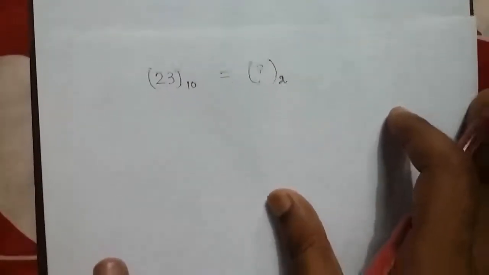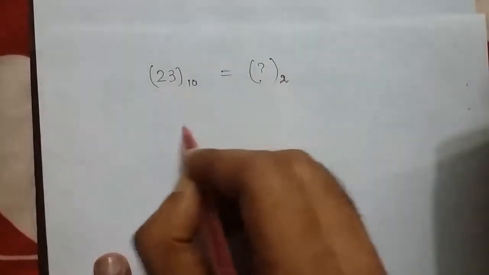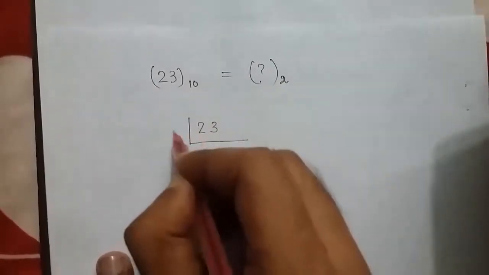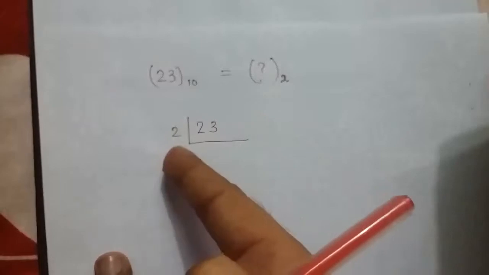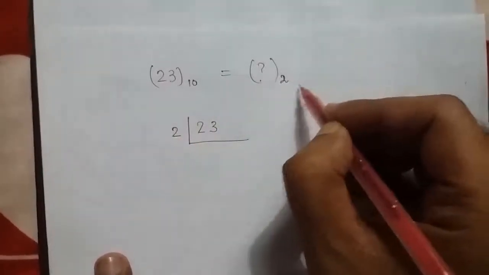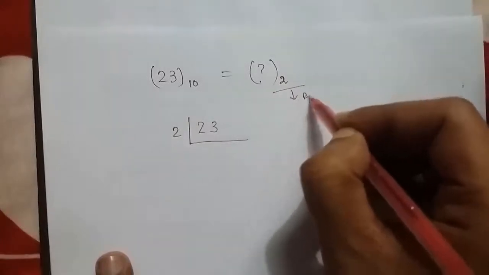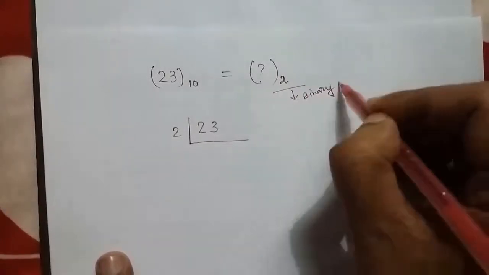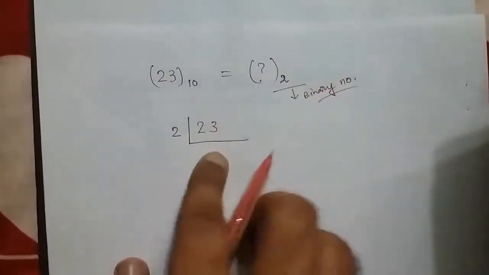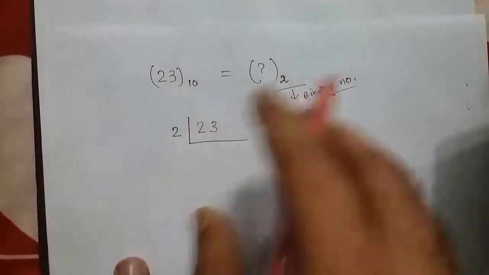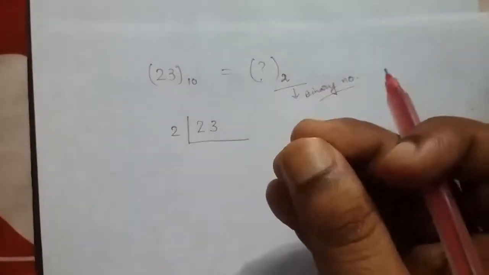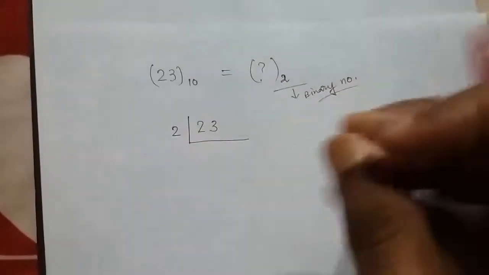So what is the rule here? The rule is very simple. You need to divide 23 continuously by 2. Why by 2? Because 2 is the base of binary number system. That's why you need to divide 23 continuously. And when will we stop? Whenever we get a quotient less than 2, then only we will stop.